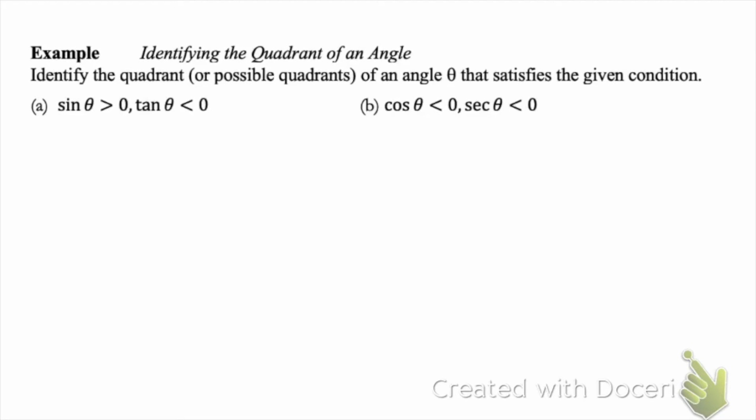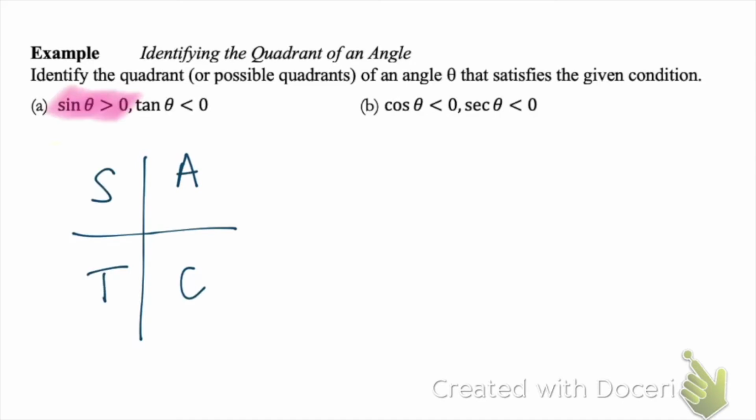In this example, we're going to identify the quadrant, or possible quadrants, could be more than one, of an angle theta that satisfies the given condition. Okay, so for problem A, we have sine is greater than 0, so sine has to be positive, and tangent is less than 0, so it has to be negative. This is something that I'm going to sketch out, so go ahead and draw your quadrants and label them all students take charge.